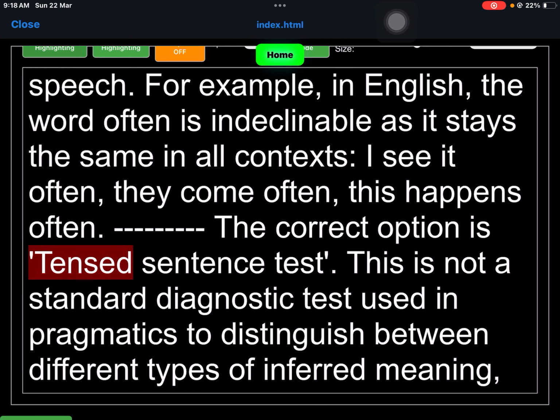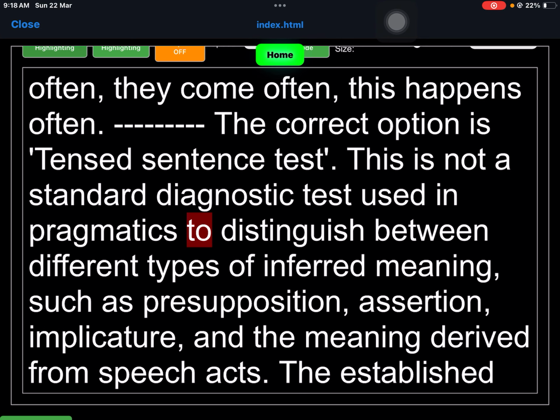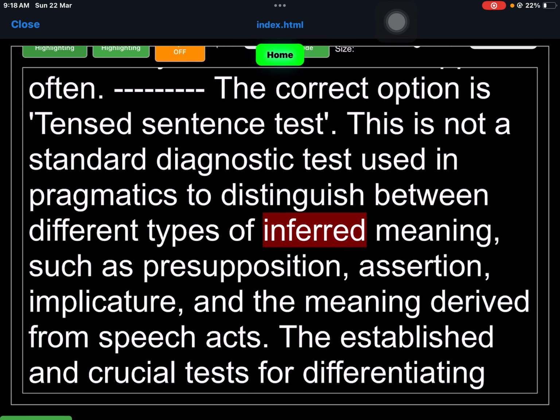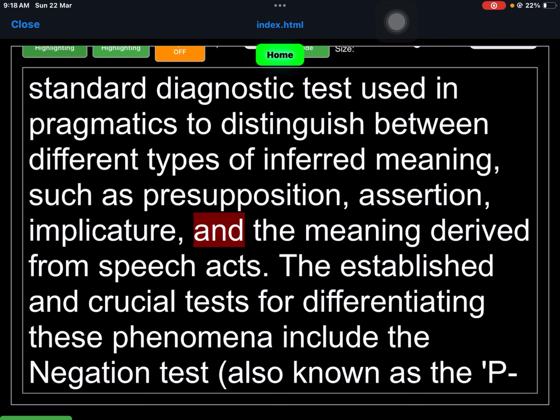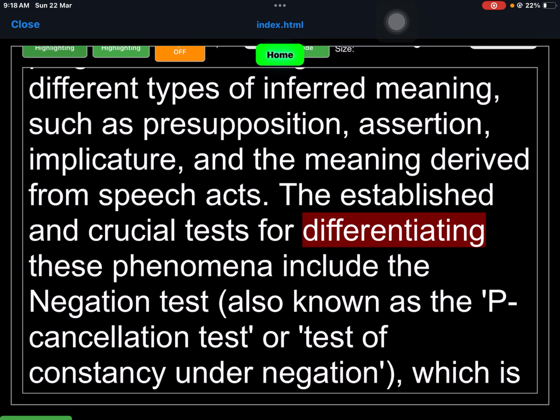The correct option is tense test. This is not a standard diagnostic test used in pragmatics to distinguish between different types of inferred meanings such as presupposition, assertion, implication, and the meaning derived from speech acts.